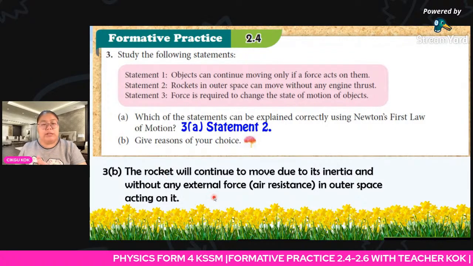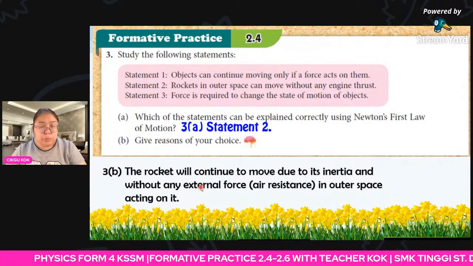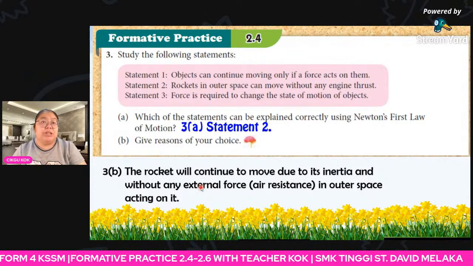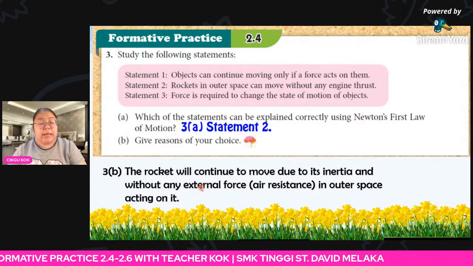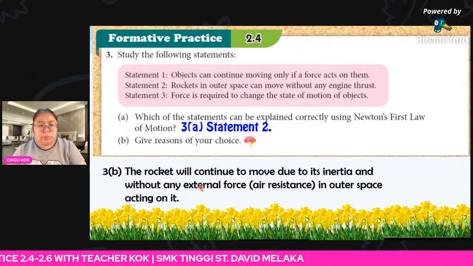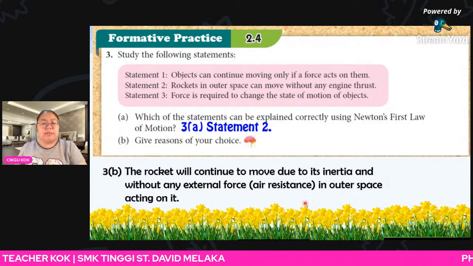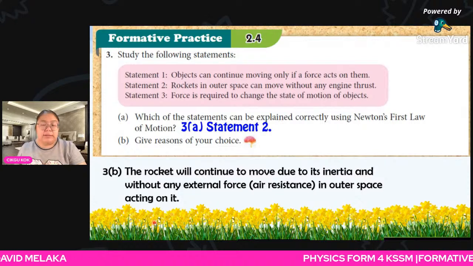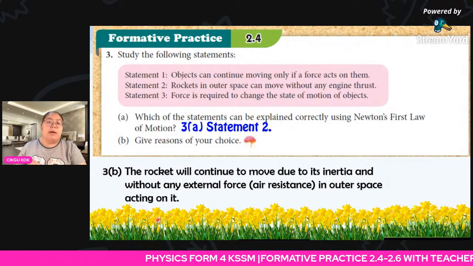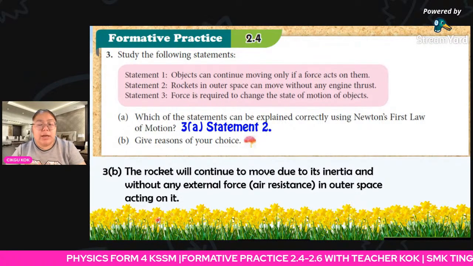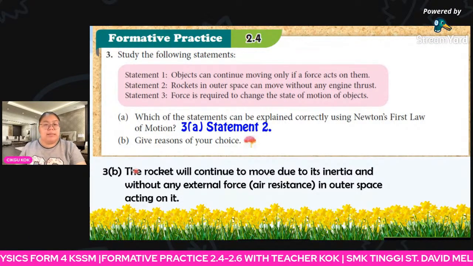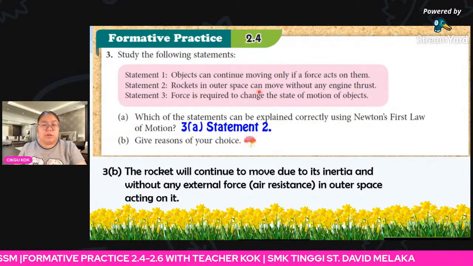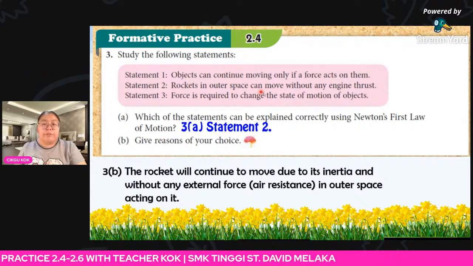The explanation is that the rocket continues to move due to its inertia. It cannot stop immediately. Due to its inertia it continues to move, without any external force, meaning no air resistance in outer space acting on it. So this one is talking about inertia. The answer for number two: a rocket in outer space can continue to move without any engine thrust.